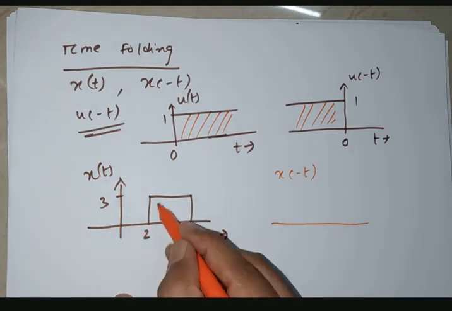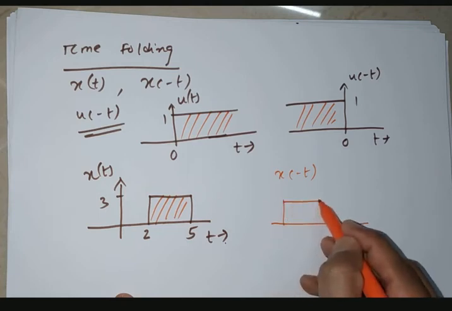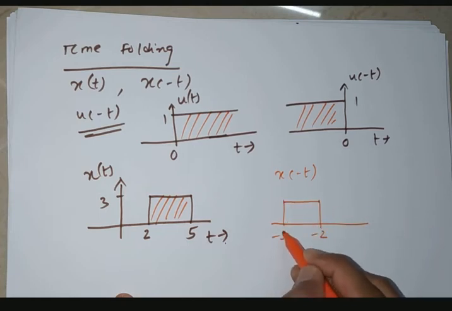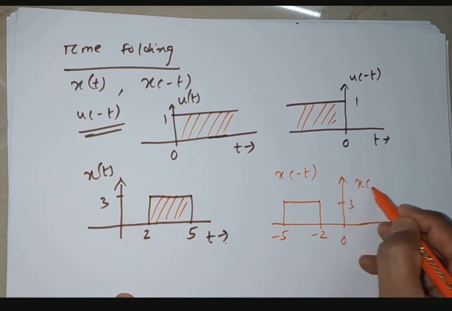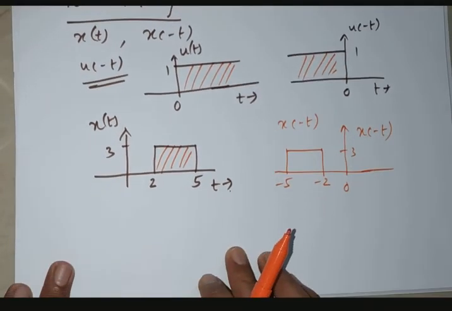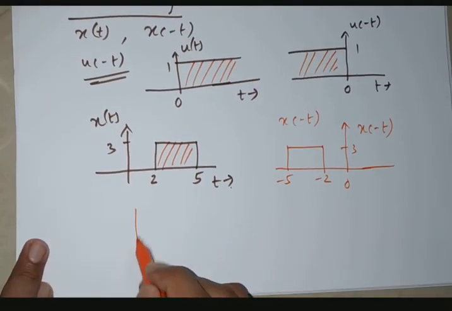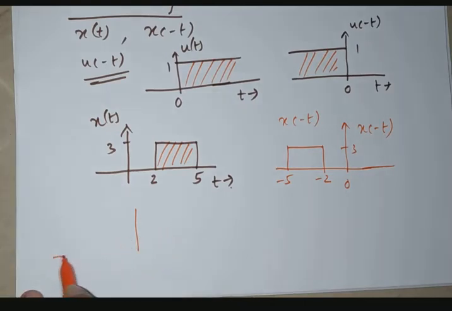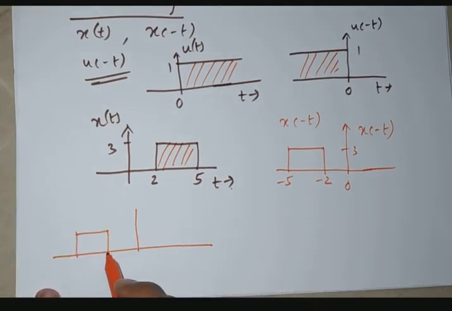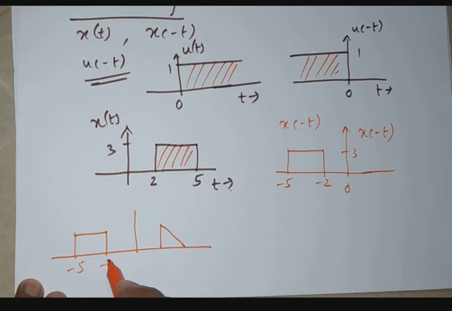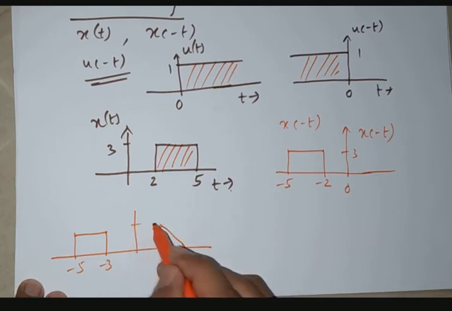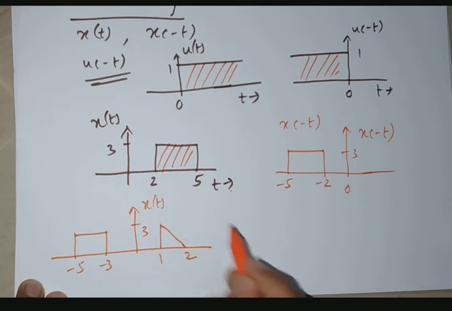What will get? This is right hand side part, it will come to left hand side, means it is minus 2, minus 5, no change of amplitude. This is your x of minus t. Take another example. I am giving number of examples so that the people clear. Let this is the signal. Okay, and this is -5, -3, it is 1, 2, 3. Okay, now this is my x of t signal. I want to find x of minus t.